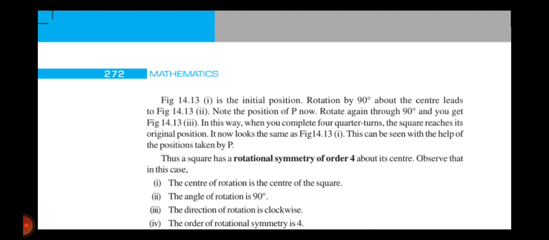This can be seen with the help of the position taken by P. So, a square has a rotational symmetry of order 4 about its center. Observe that in this case, 1, the center of rotation is the center of the square. 2, the angle of rotation is 90 degrees. 3, the direction of rotation is clockwise. 4, the order of rotational symmetry is 4.